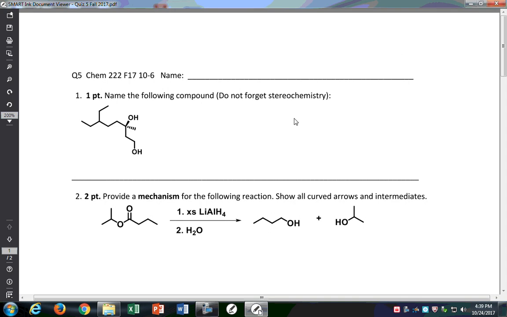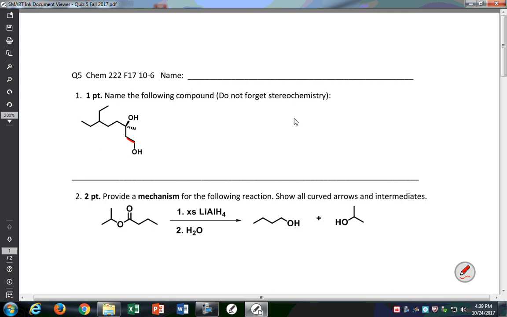So there's going to be some naming on this particular test because we talked about a bunch of different naming. And one naming that we did talk about was alcohols. So in this case, we have 2 alcohols, so this would be a diol. And we want our parent to contain our alcohols as much as possible.